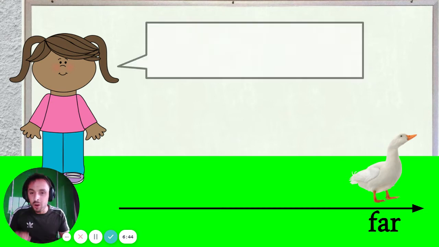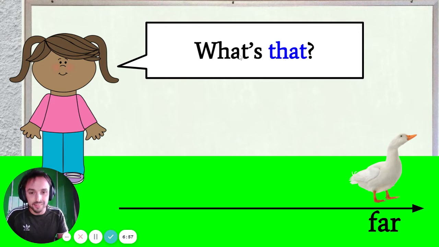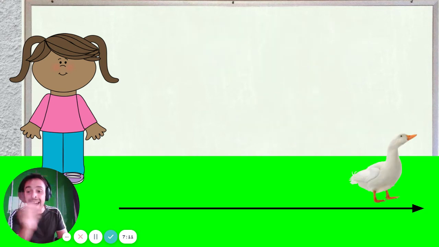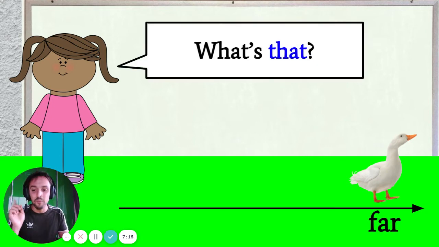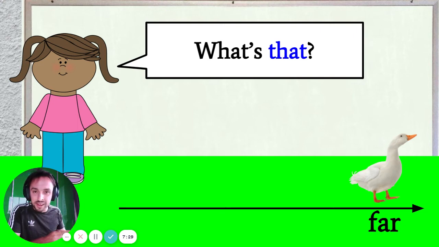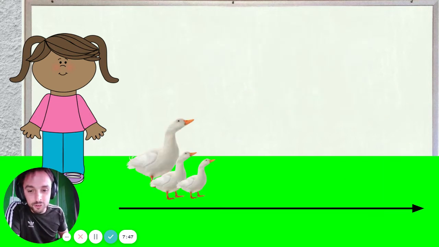So what is the question? We don't say, what's this? We say, what's that? So remember, if it's one and near, you say, what's this? And if it's one and far, you say, what's that? What's this? What's that? Near, you say, what's this? Far, you say, what's that? And the answer: it's a duck. Okay, now let's change it.